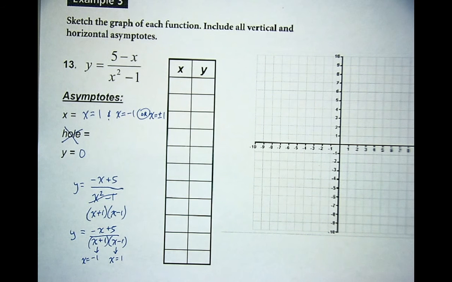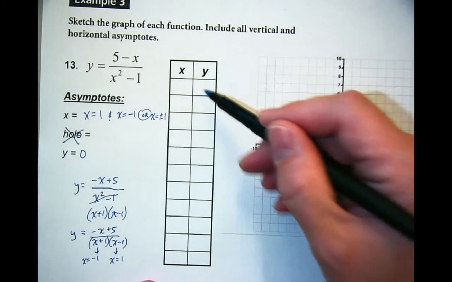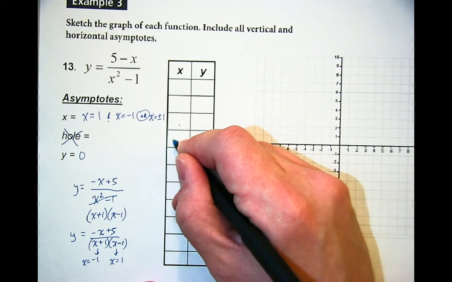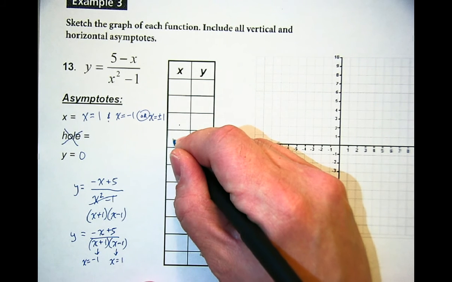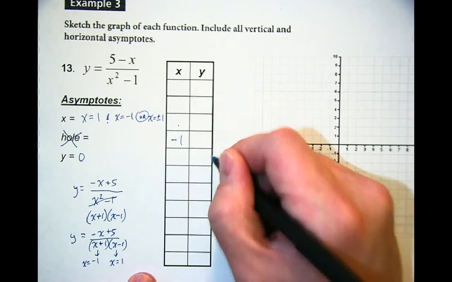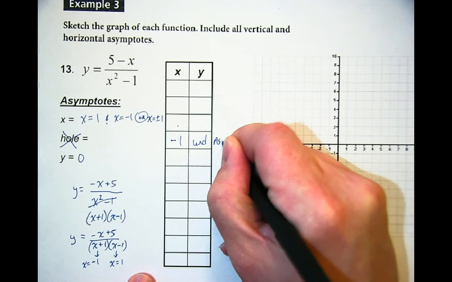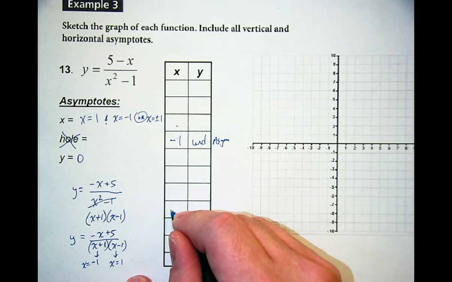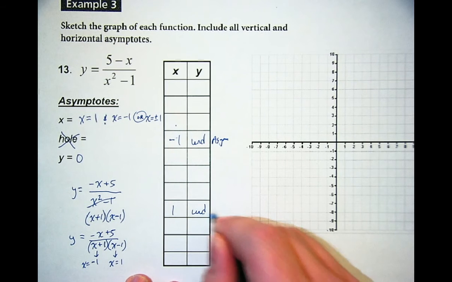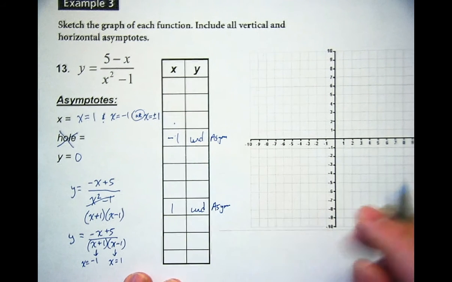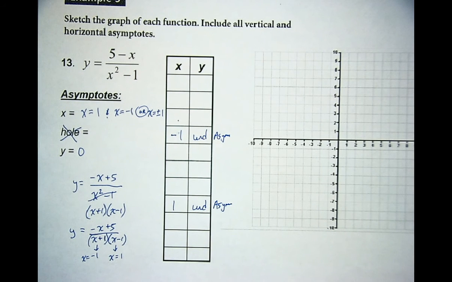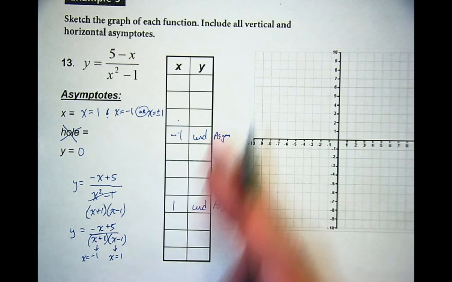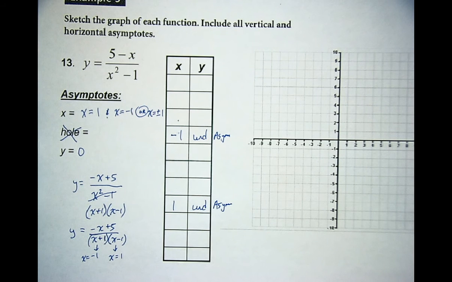Notice I have tons of lines on my grid, and that's because I have two asymptotes. Okay? So I'm going to go 3 points, and then I'm going to write an asymptote. That's negative 1, and that's undefined. I have 3 points, and I'm going to write an asymptote. That's 1, and that's undefined. And then I have 3 points. I have 3 branches to this graph. That means on your table, you don't have enough room unless you split your lines in half.